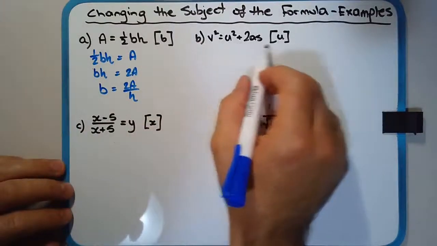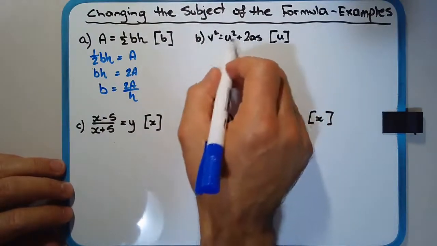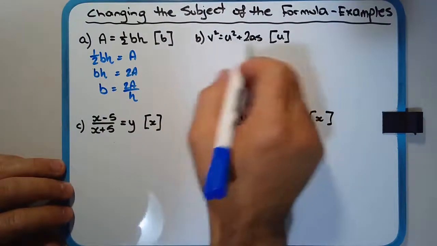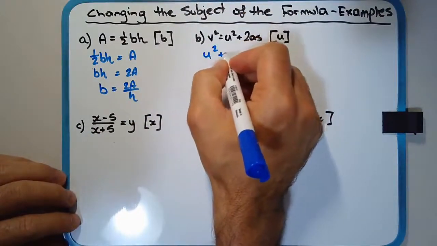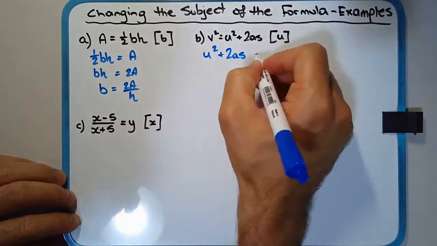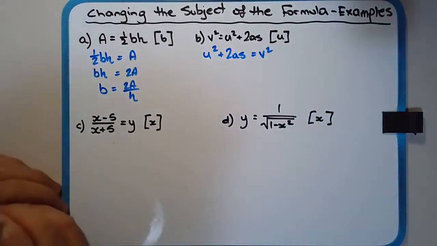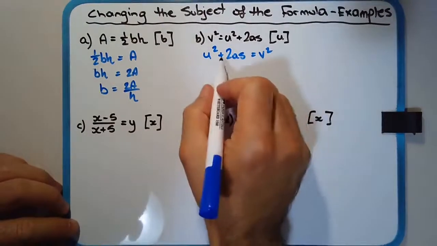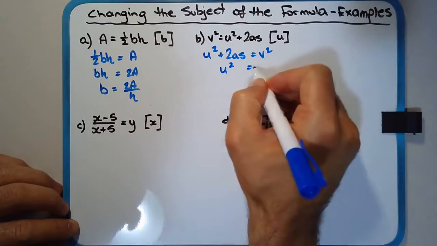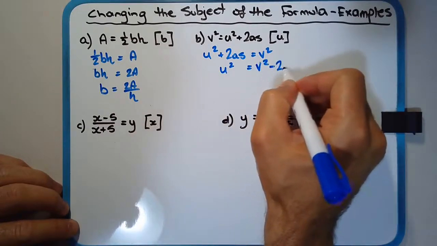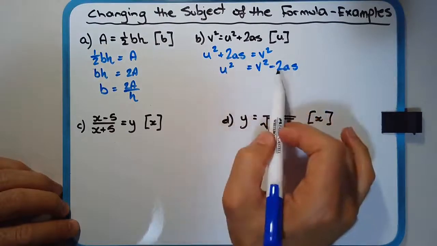Let's have a look at question B. V squared equals U squared plus 2AS. We want to make U the subject of the formula. So again, we'll swap both sides around. There's more than one way of doing this, and if you find a better way that makes more sense to you, by all means do so. Now we're going to move the 2AS over. So we have U squared is equal to V squared minus 2AS. Moving the positive 2AS over the side, it becomes a negative.